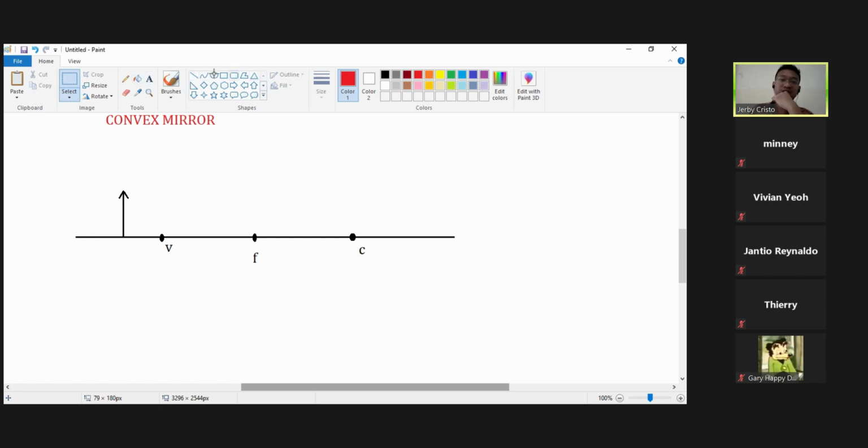Transfer the reflecting surface at V because it has to be at the vertex. Okay, so let's remove some parts.